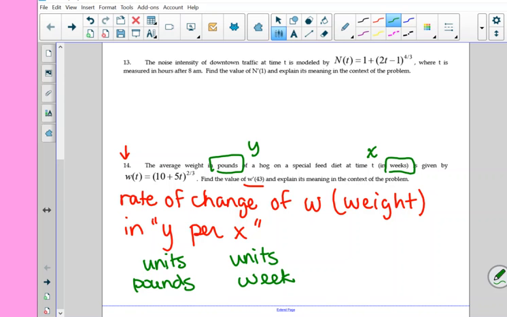You have to figure out, when you look at the function and you read the problem carefully, what the input number is representing. The X is your input. What are your inputs? And what are your outputs? In this function, we're putting in weeks and we're getting out a weight. So when we measure W prime of 43, we are measuring the change in that weight in pounds per week at a specific X.